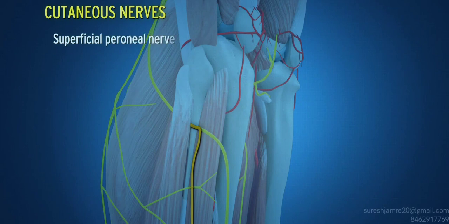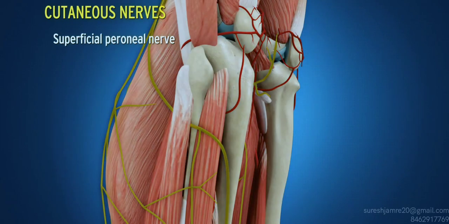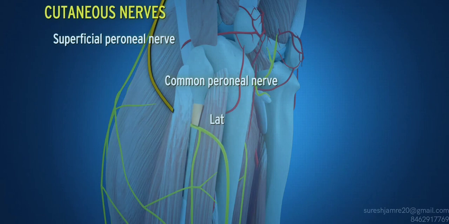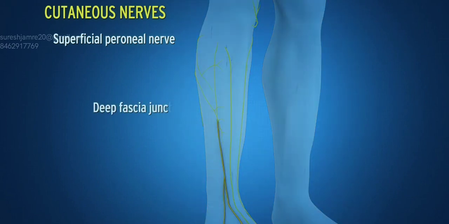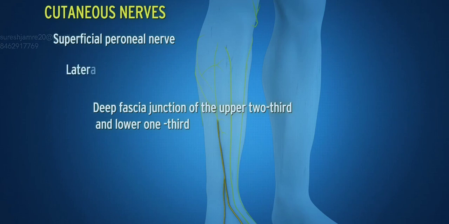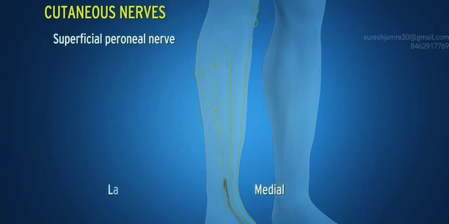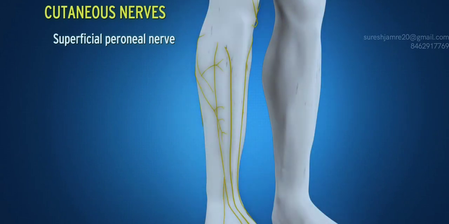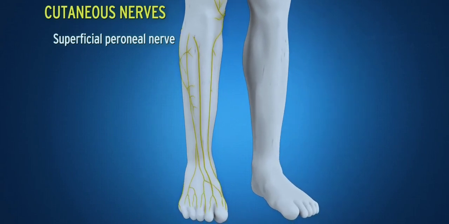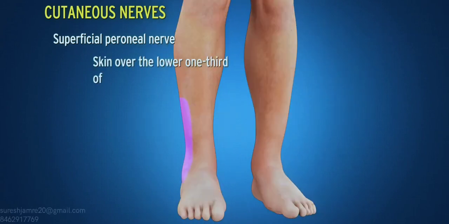Superficial peroneal nerve. It arises from the common peroneal nerve on the lateral side of the neck of the fibula. It pierces the deep fascia at the junction of the upper two-third and lower one-third of the lateral side of the leg, and divides into medial and lateral branches. The superficial peroneal nerve supplies skin over the lower one-third of the lateral side of the leg.